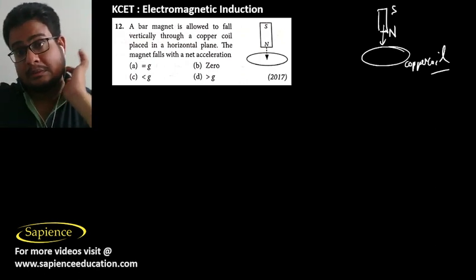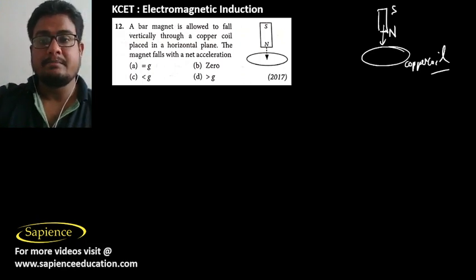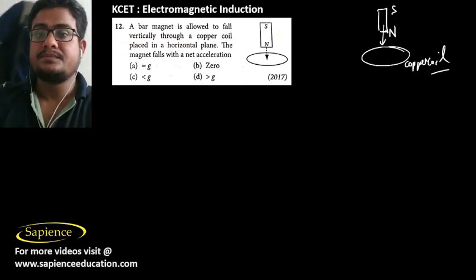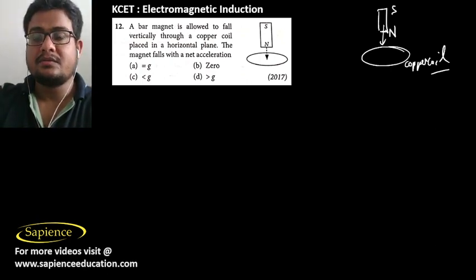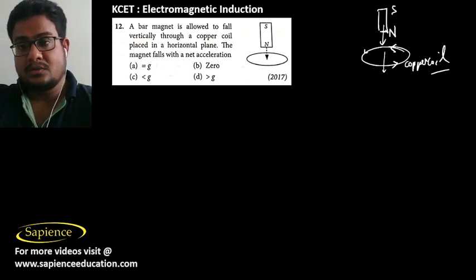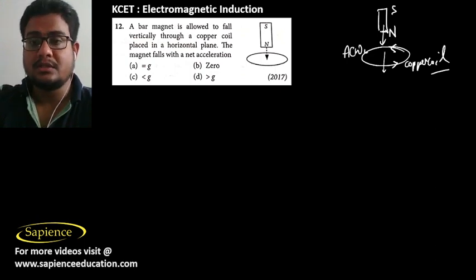through a copper coil which is placed in the horizontal plane. The magnet falls with a net acceleration. So here, when the magnet falls down, it means that the magnetic flux increases inwards to this coil. It means that the current should flow in the anti-clockwise direction in the copper coil.